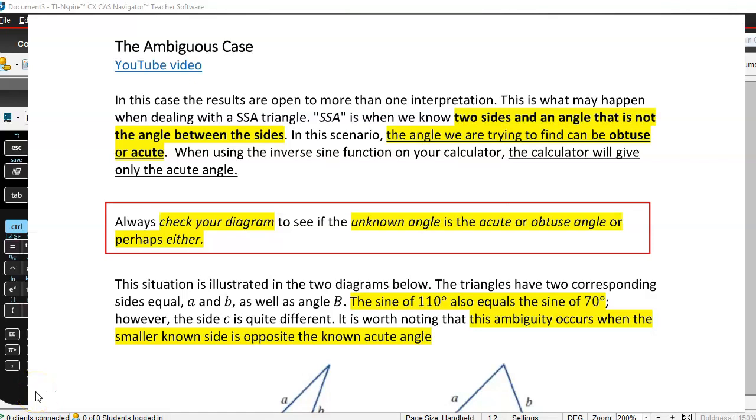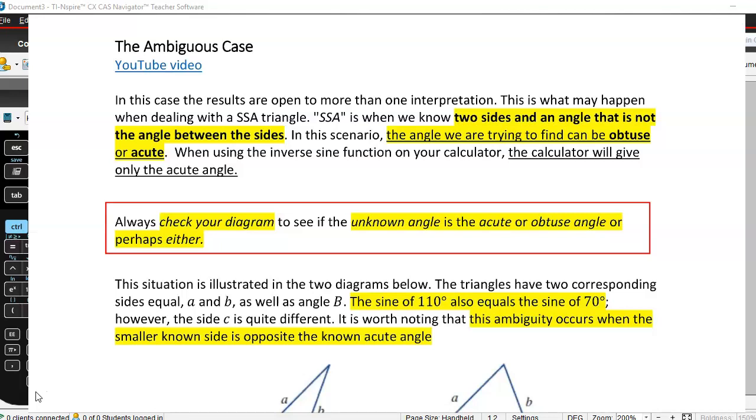Okay, so here we come to the ambiguous case of the sine rule. Now, we don't need to worry about this for cosine or tangent. It's only with the sine rule. And when we get to the unit circle, you'll start to understand a bit more about why this is so. There's a YouTube video there that you can watch about it.